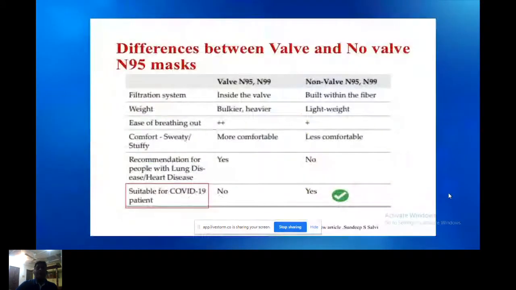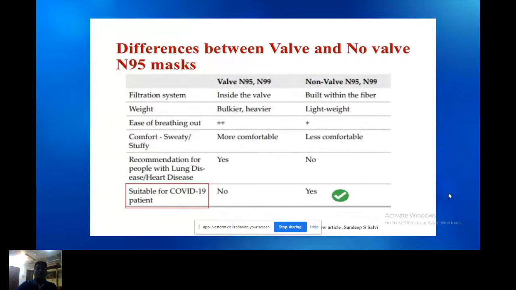Now there is a difference between the valve. The respirator is also called a valve, so there is a mask with a valve and a mask without a valve. In the valve mask, the filtration will be from the valve, and there will be inbuilt fibers. These are different technologies. In the non-valve mask, nanofibers are used, 5-6 layers of fibers. The valve mask is comparatively bulkier, and the non-valve mask will be comparatively lighter.